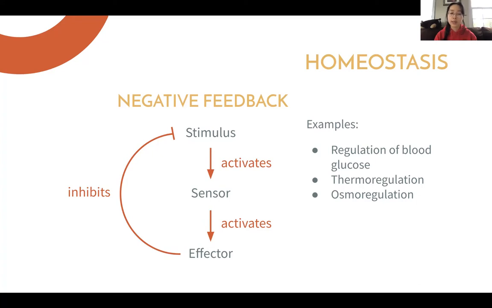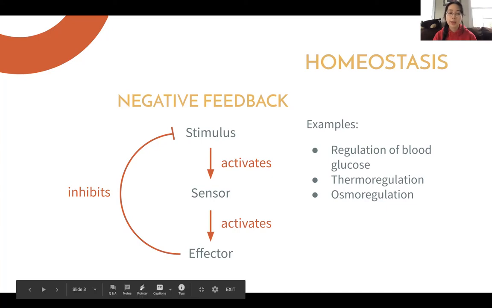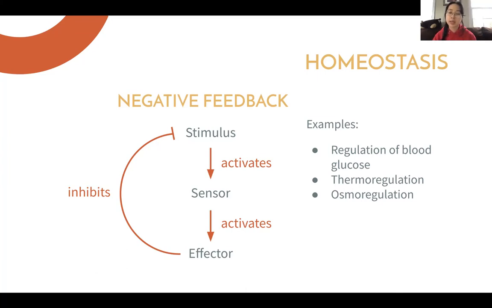You start off with a stimulus, which activates a sensor, which activates an effector, and that goes on and inhibits the stimulus. When you look at a pathway like this, typically you'll see the use of pointed arrows, meaning that something activates, promotes, or stimulates something else. And when you have a flat arrow with a little T at the end, that means it's stopping or inhibiting something.